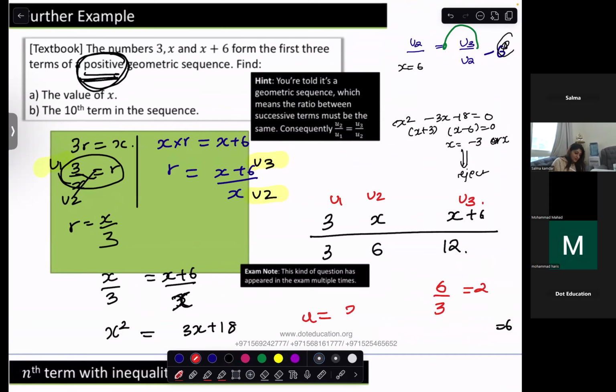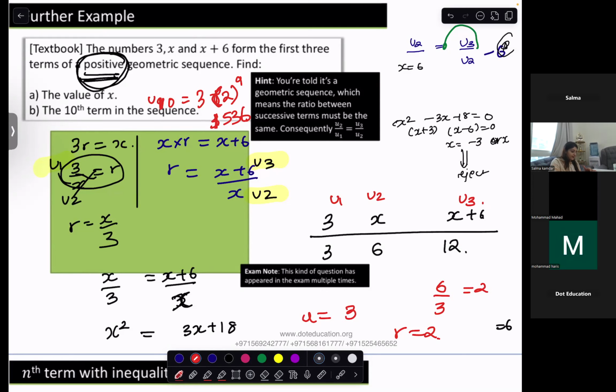So I have my A as 3, I have my R as 2, and I have my n as 10. I have to find U10. So it is going to be A into R to the power 10 minus 1, which is 3 into 2 to the power 9. It's going to be 1536. Are you with me, Mahad? Yes, miss, always with you.